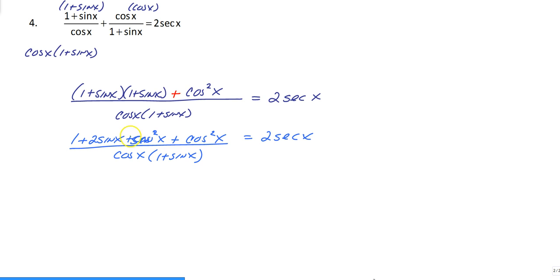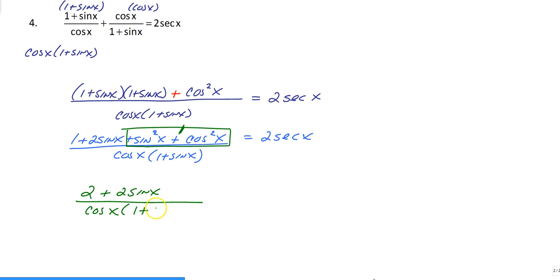And the next thing you should notice is we have our sine squared x. It's a little sloppy. We have our sine squared x plus cosine squared x, which by now you should easily recognize is 1, one of our Pythagorean identities. So that's going to give you 1 plus 1 plus 2 sine x. So 1 plus 1, 2 plus 2 sine x all over cosine x times 1 plus sine x.